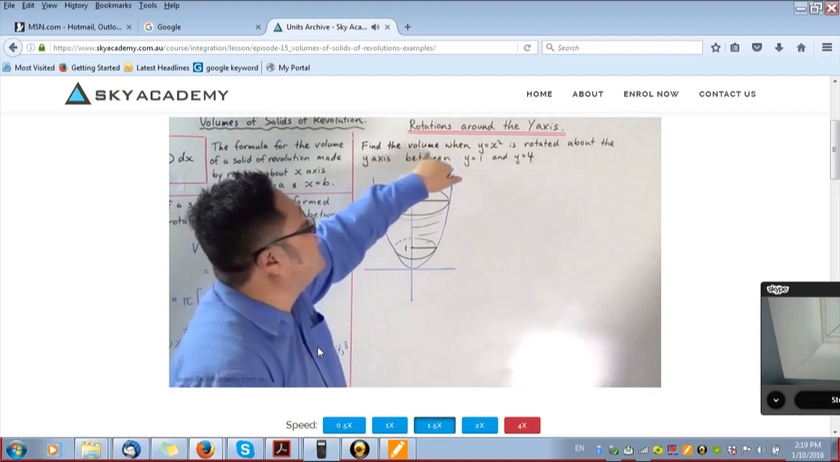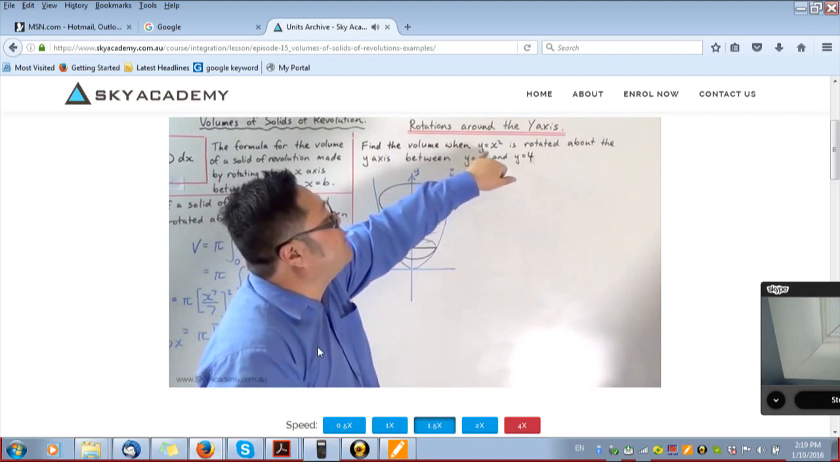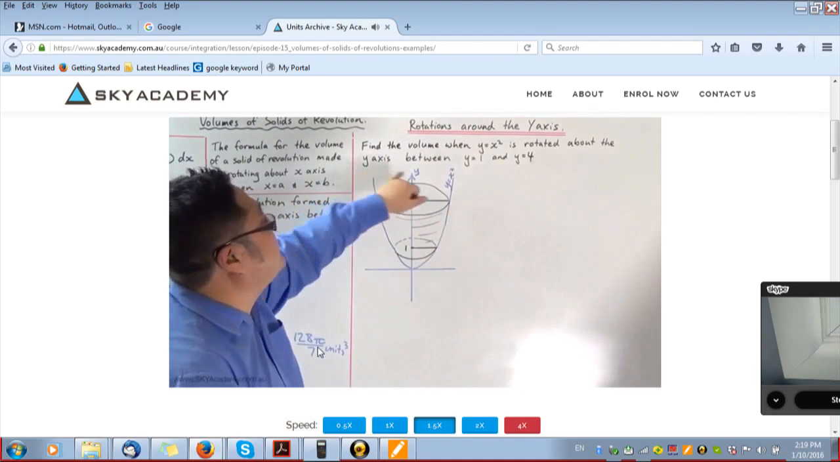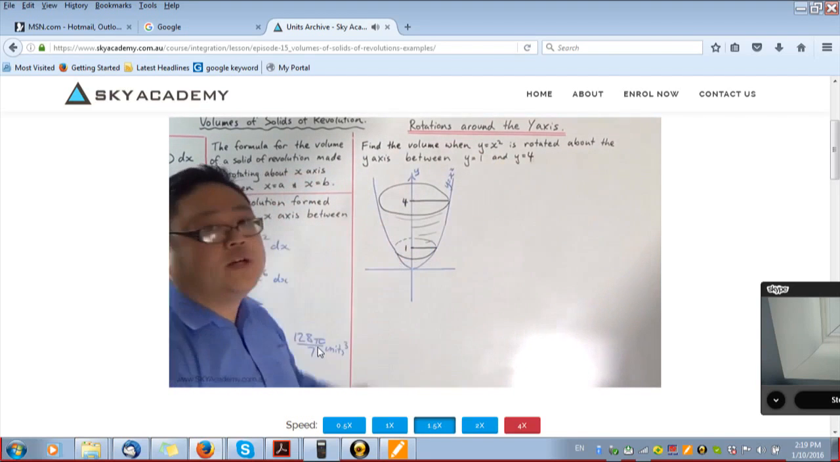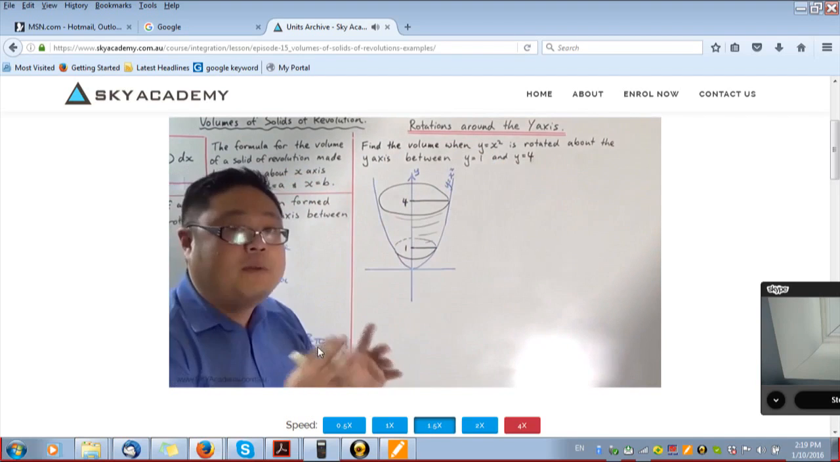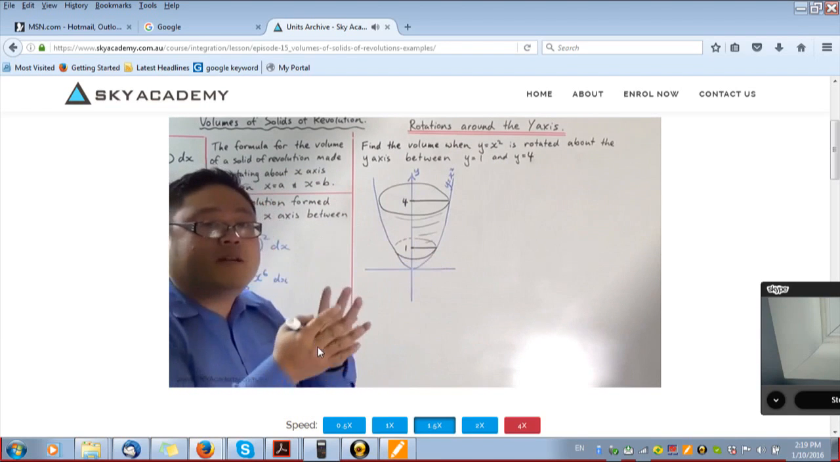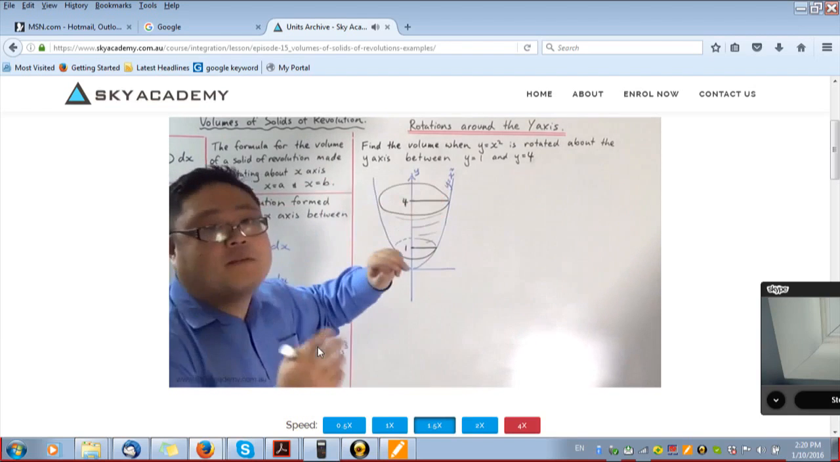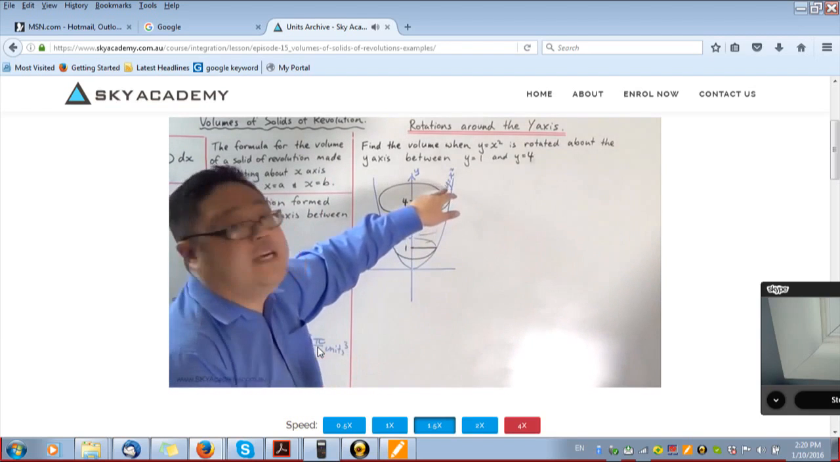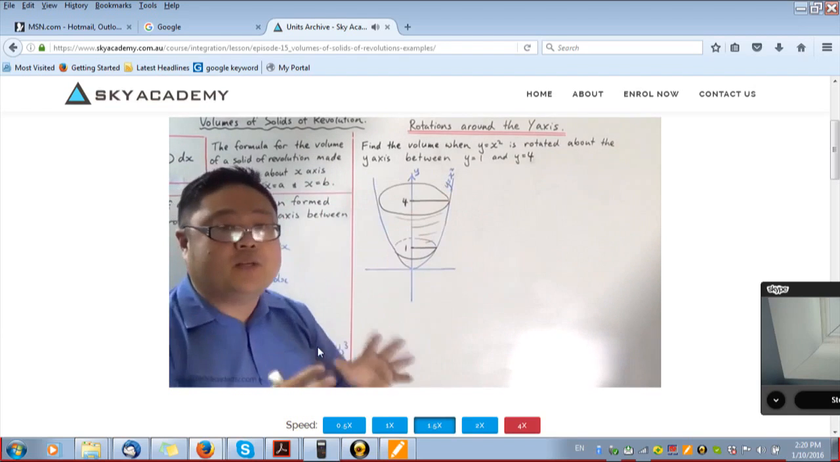So let's read it out. Find the volume when y equals x squared is rotated about the y-axis between y equals 1 and y equals 4. Okay? To do this sort of question, the first thing we have to do, remember, when we're rotating about the y-axis, is change the subject of the formula. So we need to make the function expressed in terms of x as opposed to in terms of y.